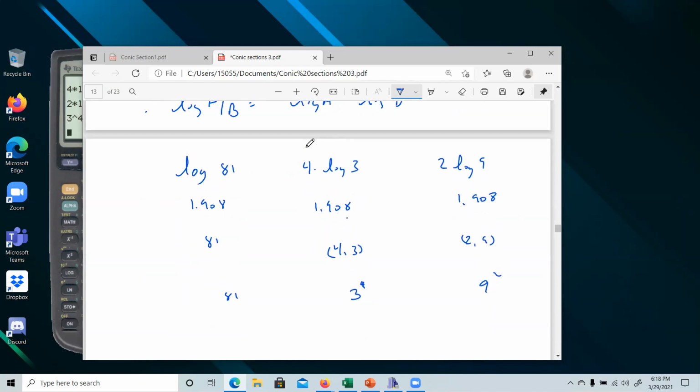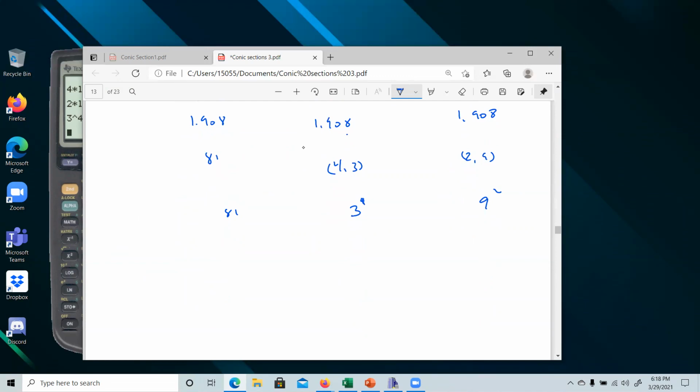Notice that we have the multiplier out in front. So we're going to say log of a to the r is equal to r times log of a. Right? And that is a thing as well.